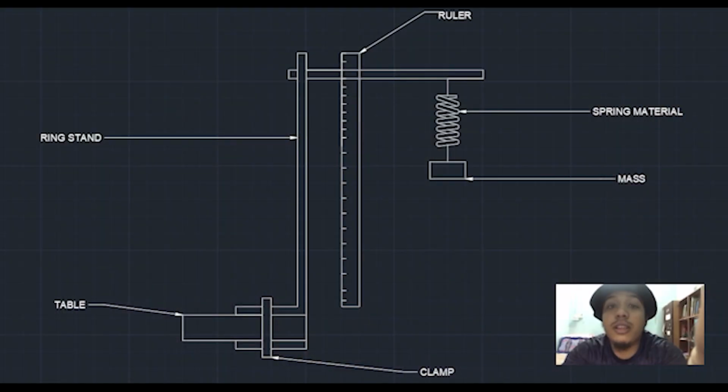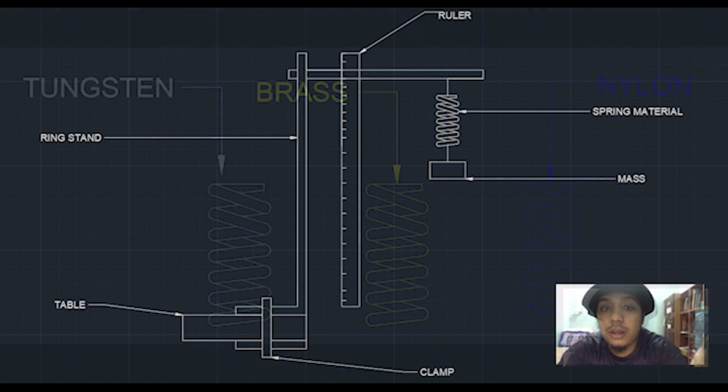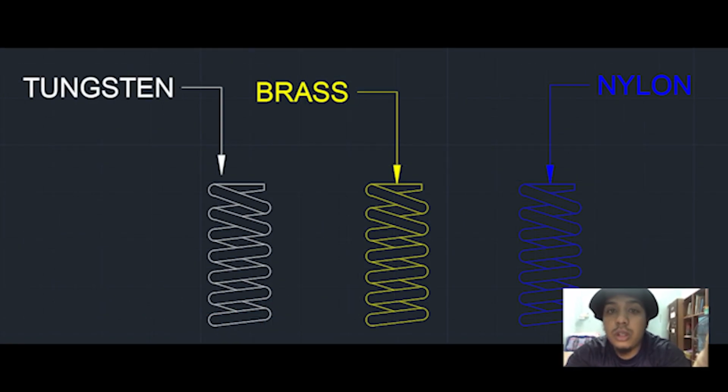So today I'm going to explain what apparatus was used in this experiment. We have 6 apparatus used for this experiment. First, we have a 20 Newton load, a clamp, a ruler, a spring material, a retort stand, and lastly a table. For the spring, we chose 3 types of spring material. First, we use tungsten. Second, we use brass, and third, we use nylon. That's all for the apparatus, and the procedure will be explained by Adilka.